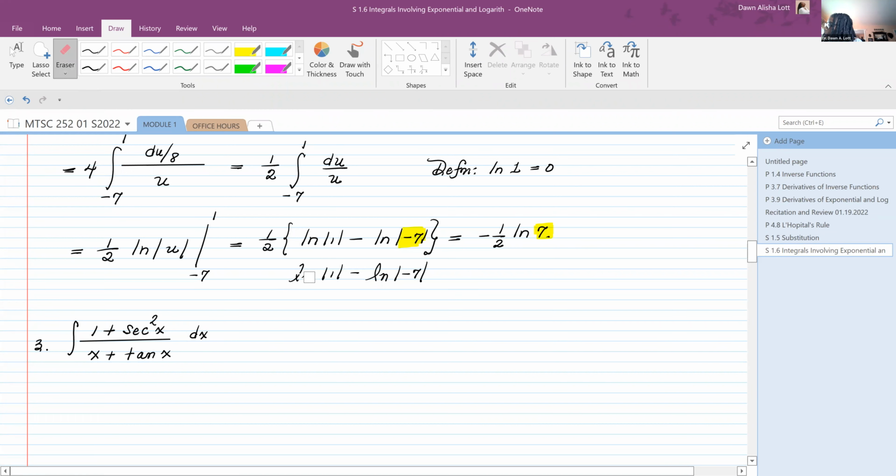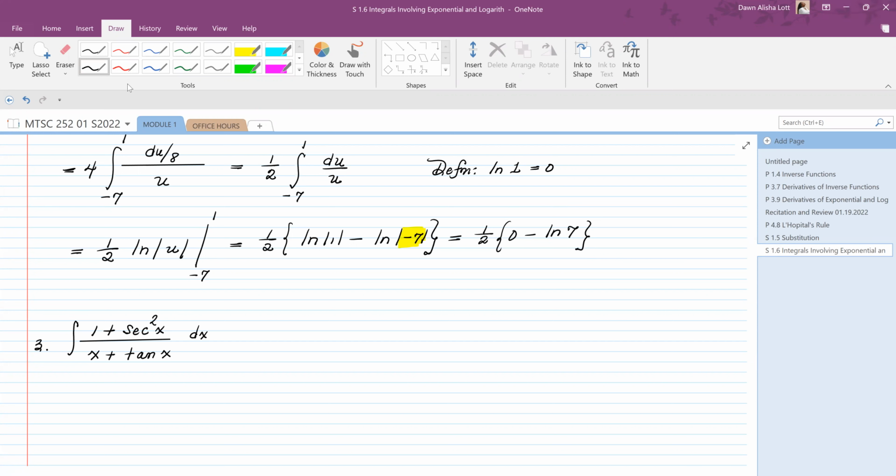So therefore I end up with 1/2 times 0 minus the natural log of 7, because this is 0. That makes sense now? Yeah. Okay, I'm glad you asked.